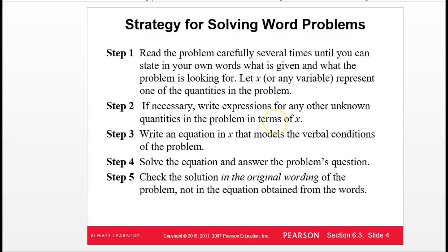And then the other things we will say, alright, well this is 2 times that, or this is 5 more than that, because of the way the problem is worded. So we'll be able to use the same variable for the other unknown quantities.